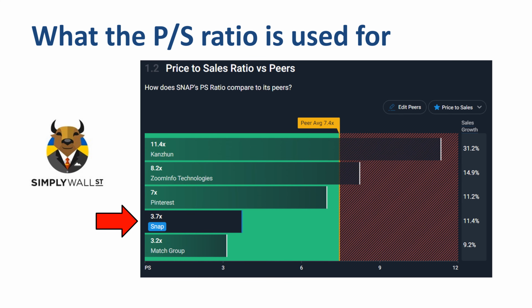to the 7 price to sales ratio for Pinterest. This might provide a clue that Pinterest could be overvalued and potentially lead you to sell, as its price to sales ratio seems relatively high, and Snap Inc. could be undervalued and potentially lead you to buy, as its price to sales ratio seems relatively low.